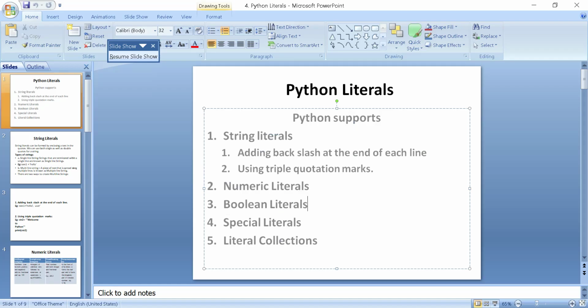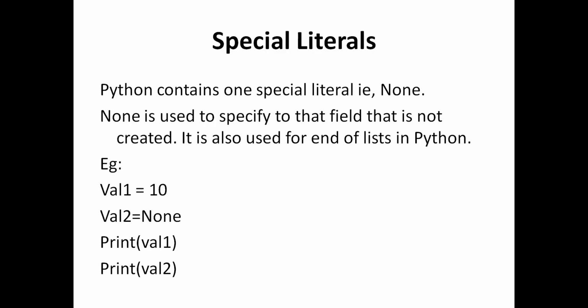Now we'll talk about special literals. We'll go back to the presentation. Python contains one special literal, that is None. None is used to specify a field that is not created. It is also used for the end of a list in Python.